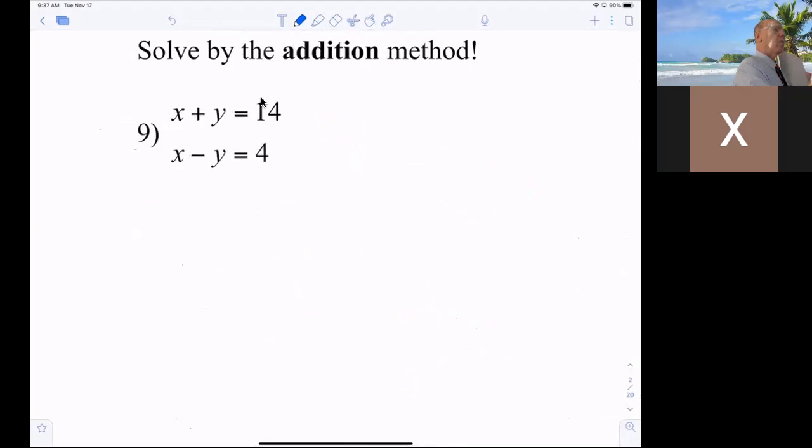All right, now, number 9, the addition method. Now, why is this one super easy?